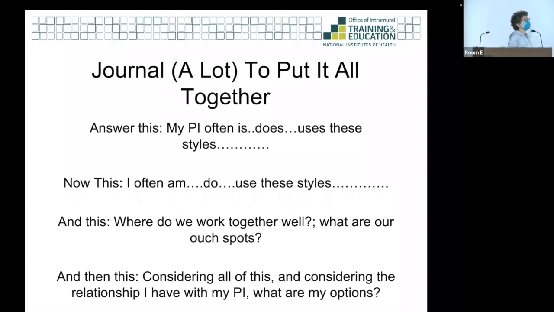And putting it all together, you want to write about your PI: often is, does, uses these styles. This is their view of conflict. They can be so repetitive that it feels really difficult. Here's what they like. Now you do it about you too. I am, I do, I use, right? And then what you want to do is pause and step back and say, so where does it go well? And then you want to say, okay, so are there out spots?